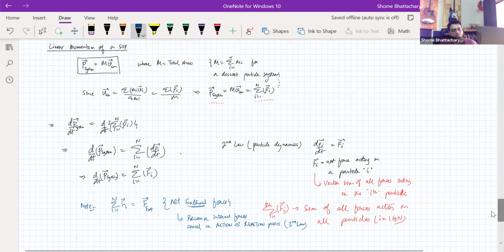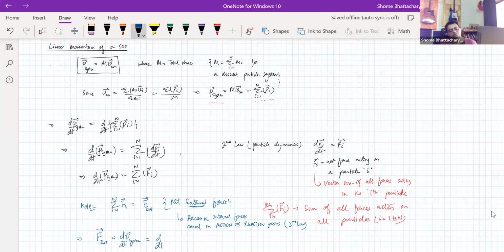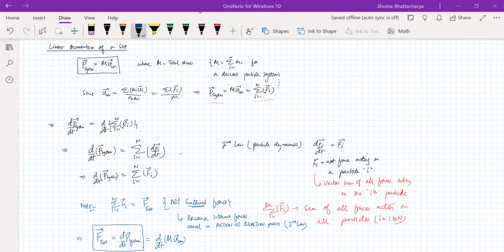So the statement now becomes that the net external force acting on a system is equal to its rate of change of momentum. That is the rate of change of total mass into velocity of center of mass. So the momentum of the system is not affected by internal forces. It is only affected by external force. If you look at an individual particle within the system, that individual momentum can be affected by the internal force acting on it. But the total system's momentum will never be affected by any internal force. It will only be affected by external forces.